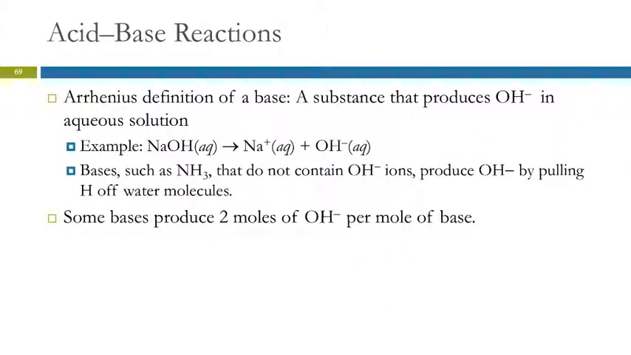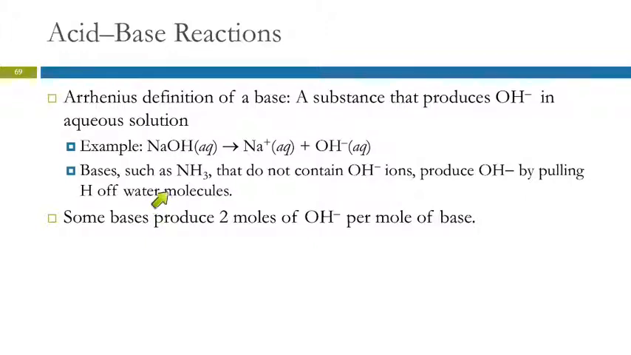The Arrhenius definition of a base is a substance that produces hydroxide ions in aqueous solution. So an example would be sodium hydroxide, probably the most common base we use in the chemistry lab. This is an ionic compound. It dissociates, it's very soluble. We get sodium ions and hydroxide ions. Hydroxide ions are produced, this is a base.